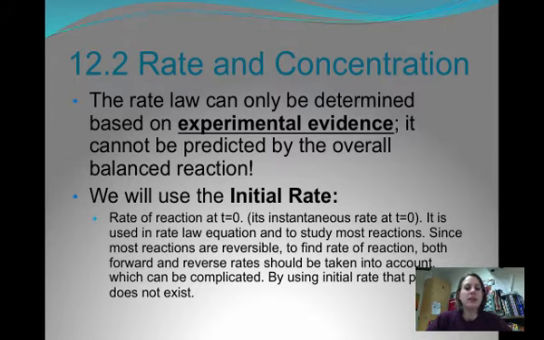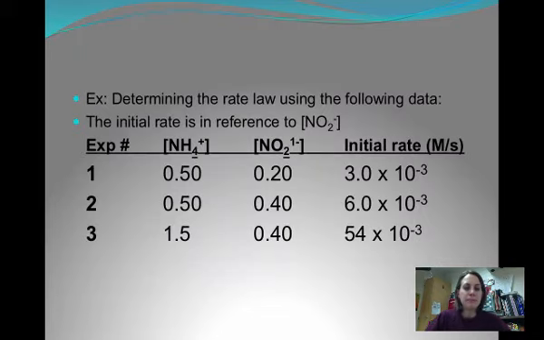We want the instantaneous rate because we know that most reactions are reversible, but we are only considering the forward reaction right now. If we take the rate at time 0, when there is no reverse reaction yet, we eliminate that problem altogether. So that's why we use the initial rate, the instantaneous rate.